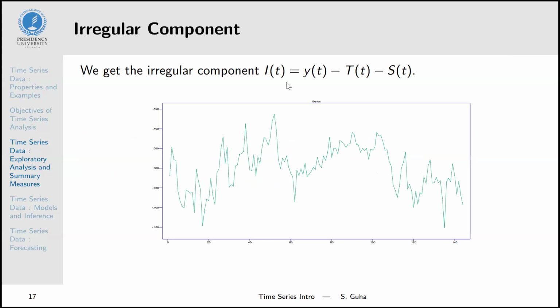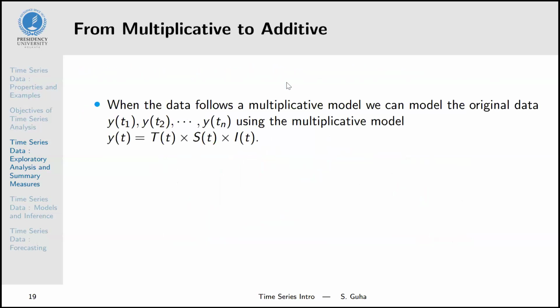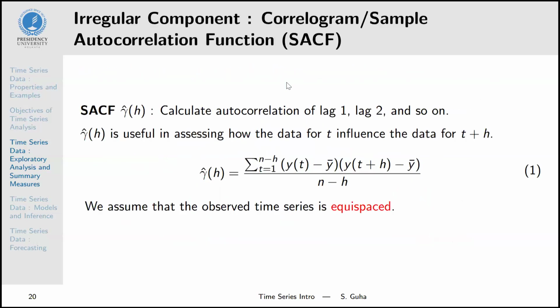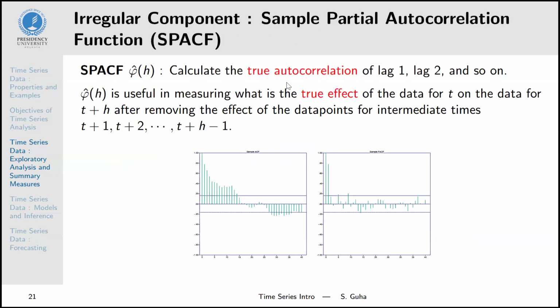But before going into that, since we are still not working with the modeling part, we are just doing exploratory analysis, exploring what is going on there or calculating summary measures. We talk about two other summary measures. The first summary measure is the autocorrelation function, the sample autocorrelation function. And the second summary measure is the sample partial autocorrelation function.